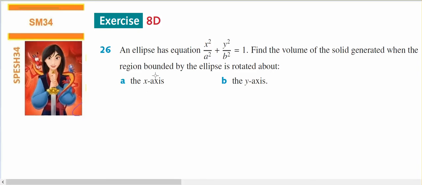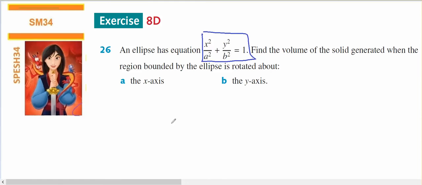Okay, so this is Specialist Maths 8D question number 26. We have solids being formed by rotating around an axis. So I've got x squared over a squared plus y squared over b squared equals 1.